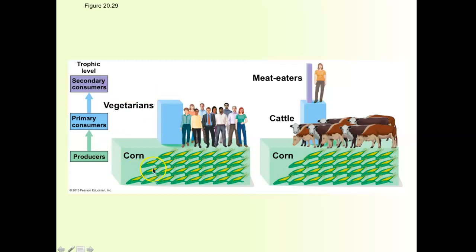So we have this scenario where we have our producers, our plants, and then we have our primary consumers, the cattle, right? So how much energy do the cattle get from that corn? 10%, right? And if we are going to eat the cattle, then how much energy from this corn do we get? We get 1%. So when we eat lower on the food chain, if we were vegetarians and we skipped the cattle, you have more energy available to you, right?